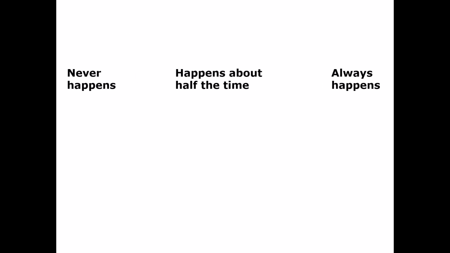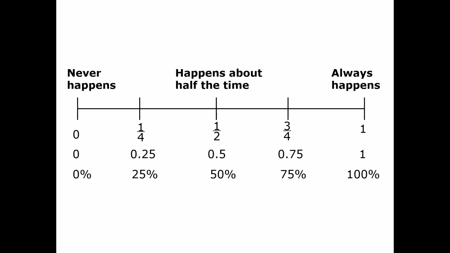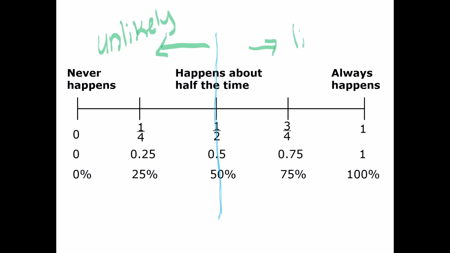Probability is often referred to as likely or unlikely. If we think about this like a number line, something that is unlikely is never going to happen. Something that is 50-50 is right here in the middle. If it's on the right side of that blue line, it is likely. So anything over here would be considered unlikely, less than 50%, and anything over here would be considered likely.